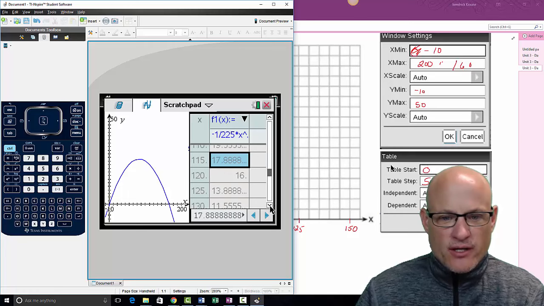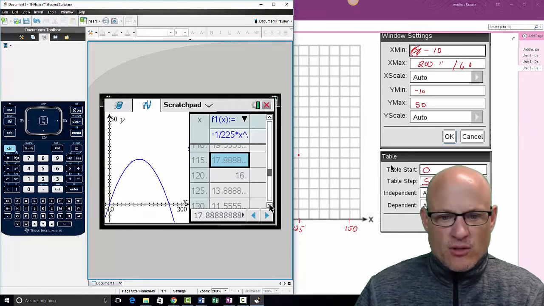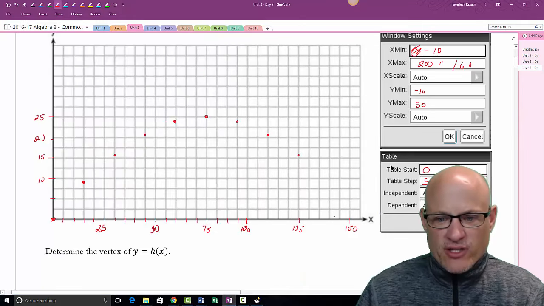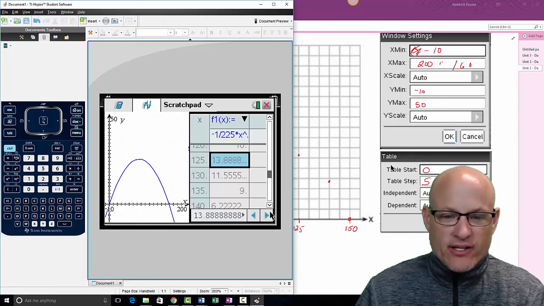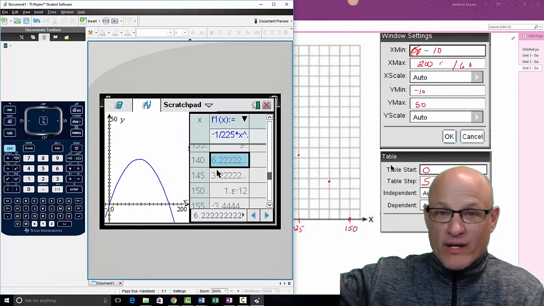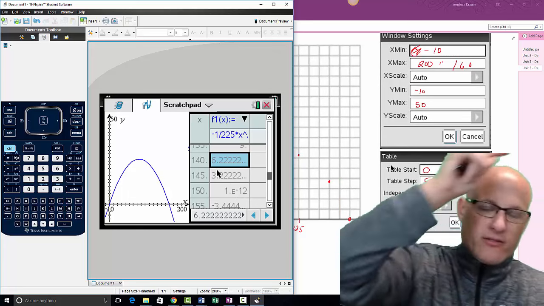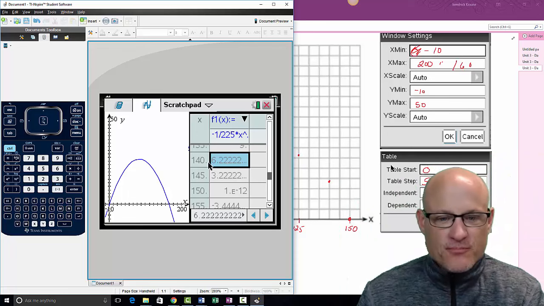105 is 21. 125 is 16. One more. 135 is 9. And 150 is 0. Now, again, take a look at this 0. Remember, this e to the negative 12 means 0.000000000001. That's 0. Okay? All right, so we got it.